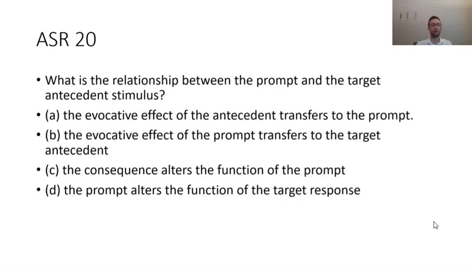A couple more seconds. All right, I'll close the poll. And the answer here is B. As a result of differential reinforcement, prompting, and prompt fading, in the presence of the target antecedent stimulus, differential reinforcement has a function-altering effect, and that is the target antecedent becomes an SD. What is the SD?